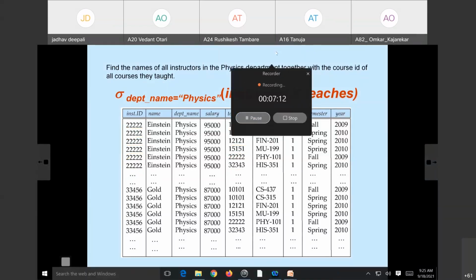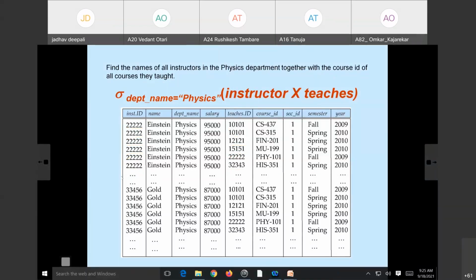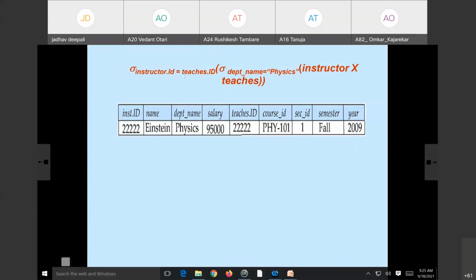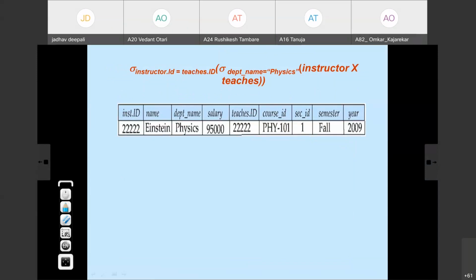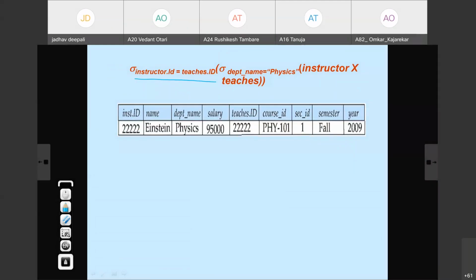Here you can see we need to apply another selection: instructor.id is equal to teachers.id, and once we apply this, only one tuple we get in the result. You can observe here where instructor.id is equal to teachers.id.